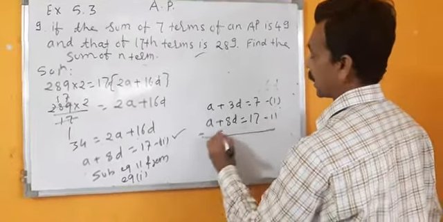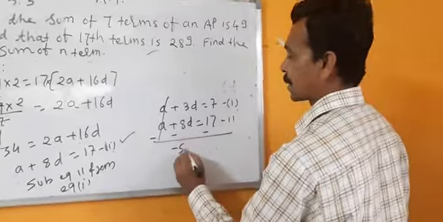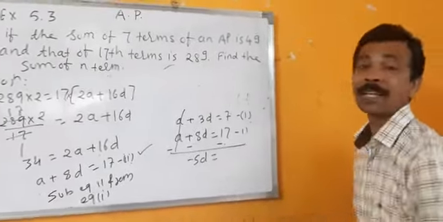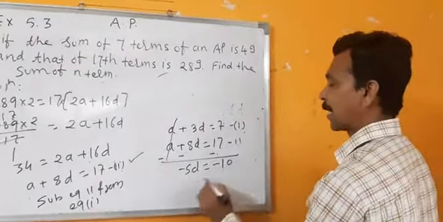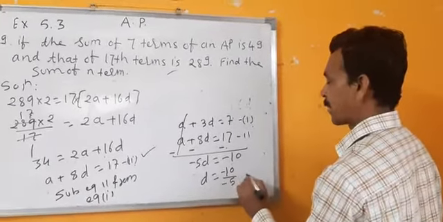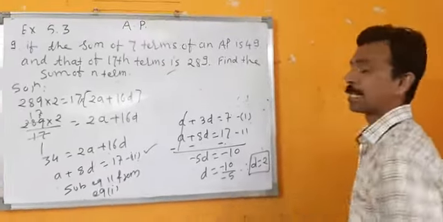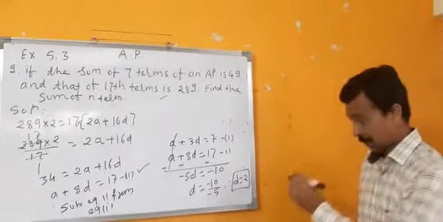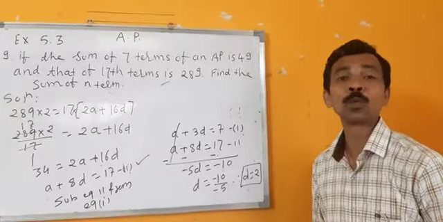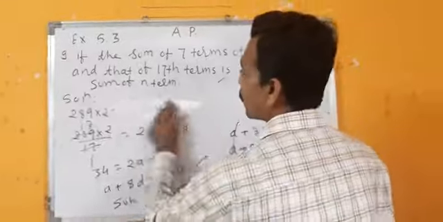Change the signs. Cut. Then minus 8d plus 3d is minus 5d. Minus 17 plus 7 is minus 10. So d is equal to minus 10 upon minus 5. Therefore, d is equal to 2. Now place this value of d equal to 2 in any equation to get the value of a.